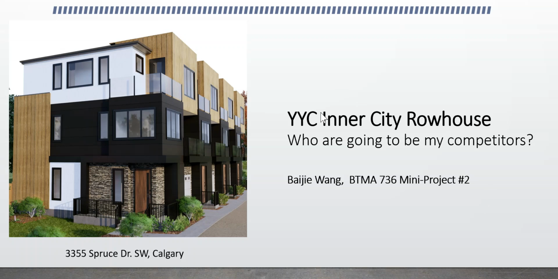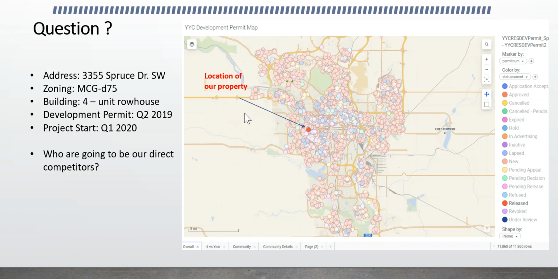In this presentation, I want to know, because I have my own project in inner city. This is what it looks like, and this is the project name. Me and my partner bought a parcel of land in inner city, and we're going to rebuild that into 4 condos. We want to answer the question: who is going to be our direct competitors in 2020? This is a map showing all the residential development permits the City of Calgary issued in the past 10 years or so, and this is the location of our project.